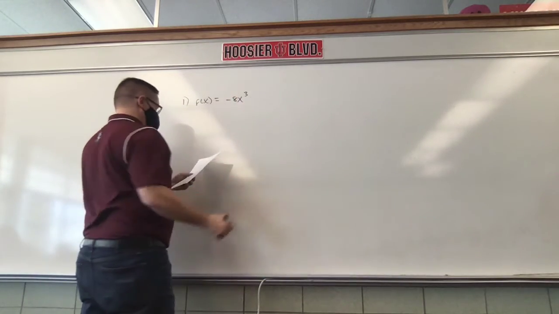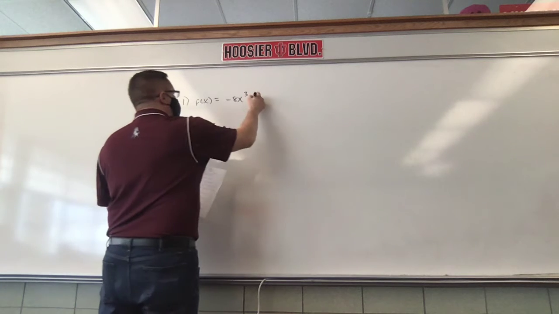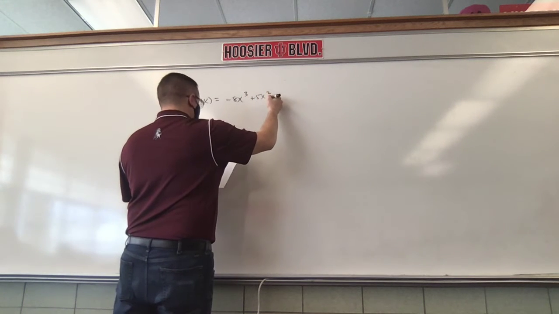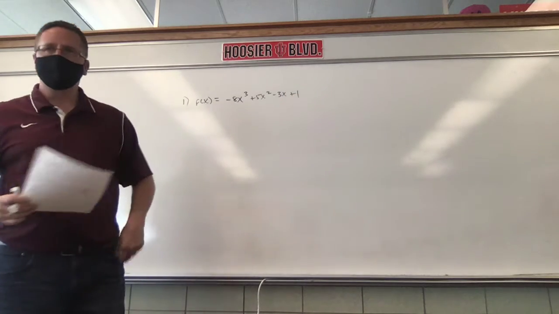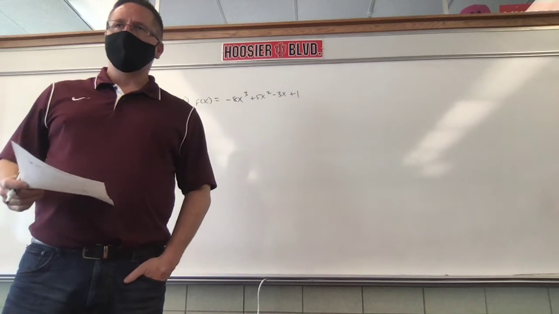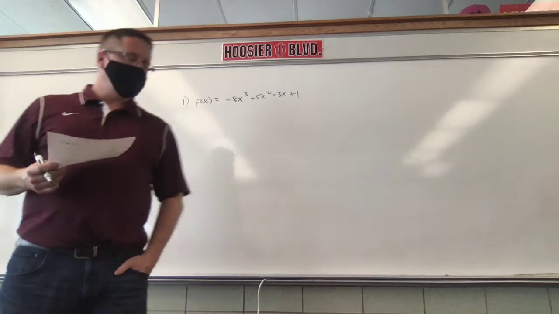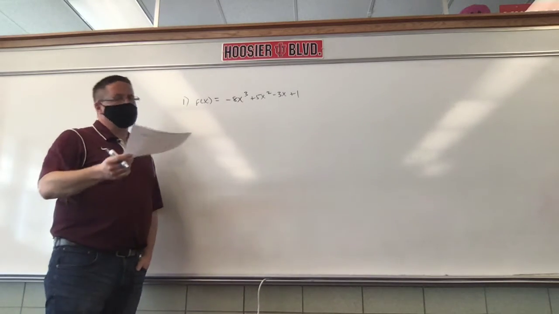Then what? 5x squared. Then what? Negative 3x. What determines the order? The powers. They go from highest to lowest.